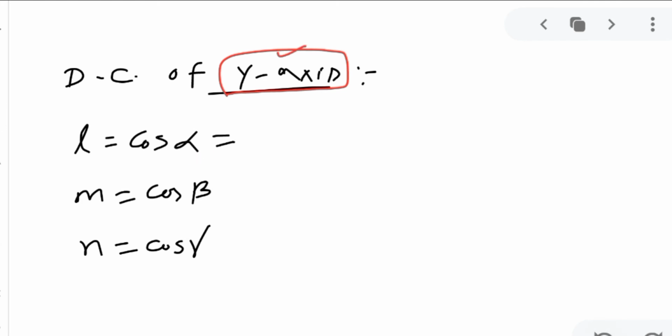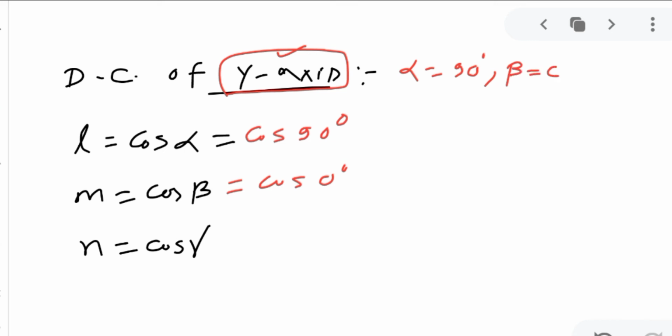So alpha will be 90 degree, meaning cos 90. And the y-axis angle with the y-axis will be beta, and that is 0 degree, so cos 0 degree. Correct? You just have to give attention here. Alpha will be 90 degree. Beta will be 0 degree, because the angle of the y-axis with the y-axis is 0 degree, and gamma will be 90 degree, because the y-axis makes a 90 degree angle with the x-axis and with the z-axis, and with the y-axis 0 degree. So this is the only concept.